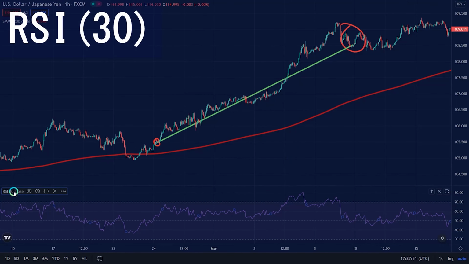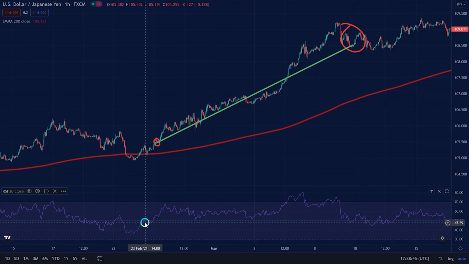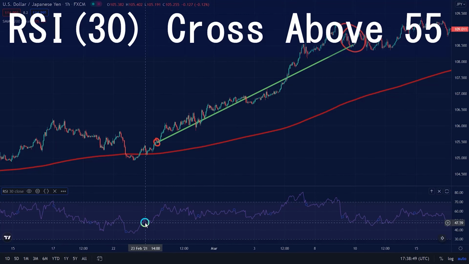Now, then you will need a crossover when the 30 period RSI crosses above 55, and it will do it right here when we took the trade. Then you can make a buy trade.